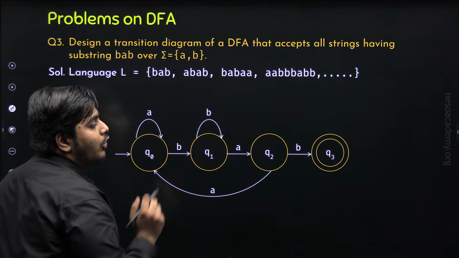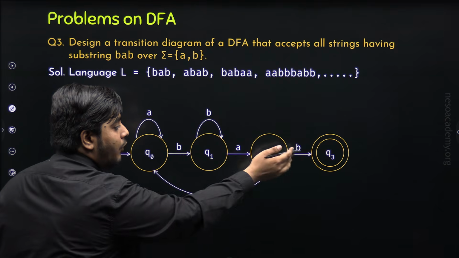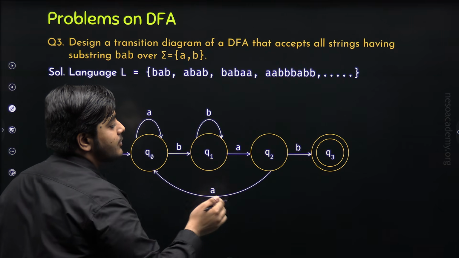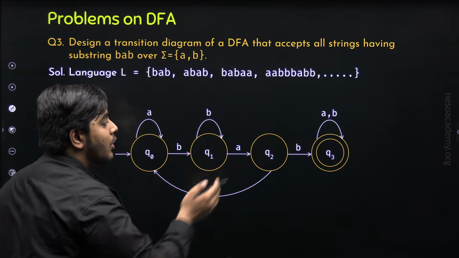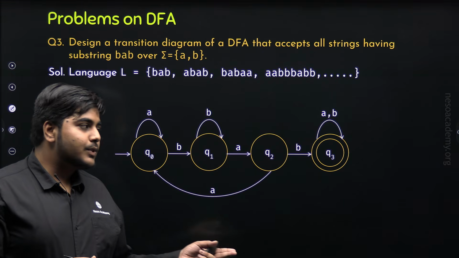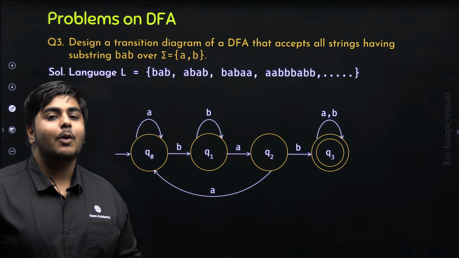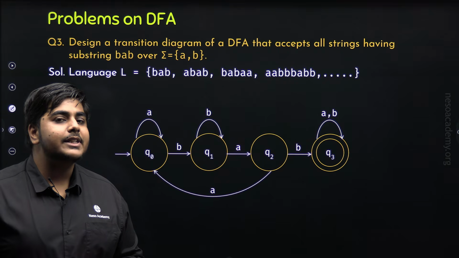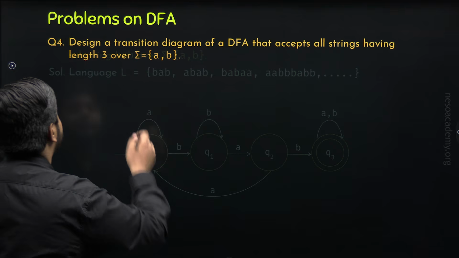So we can have any combination of A and B for the state Q3, and for this reason, we'll simply create the self loop for the symbols A and B over the state Q3. So this was the transition diagram for our problem number 3. Now let's proceed to our problem number 4.